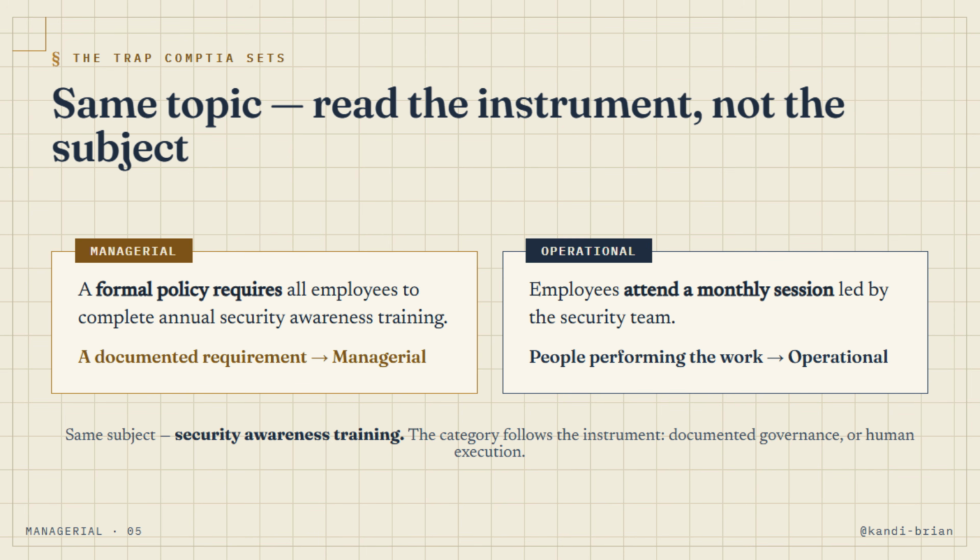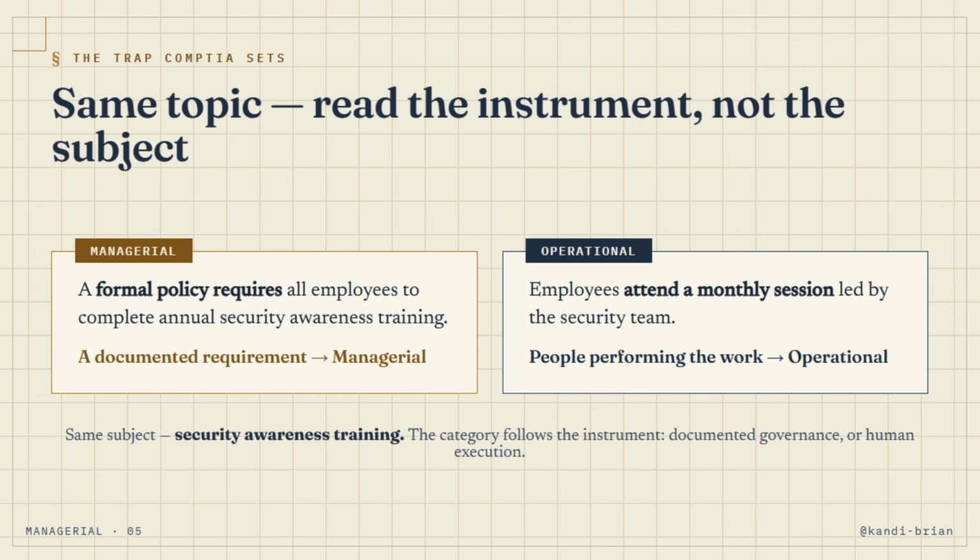But the question is not describing the act of training. It is describing the policy that requires it. The word policy, the word requiring, the fact that this is a formal written mandate, those are your managerial signals. The category follows the instrument, not the topic.